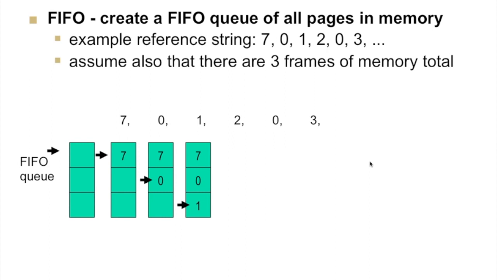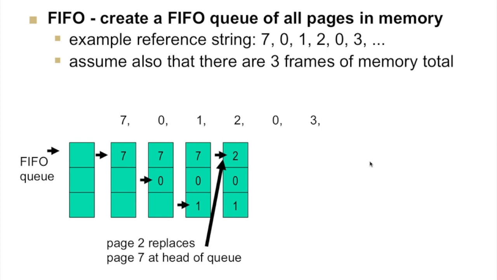But now we need to access page 2, but all of memory's full. We need to decide which one we're going to replace. Well, the last one to be added was 1. The first one, the one that was added first, was 7. So first in, first out, 7 needs to be replaced. And we will replace 7 with that new page of 2.